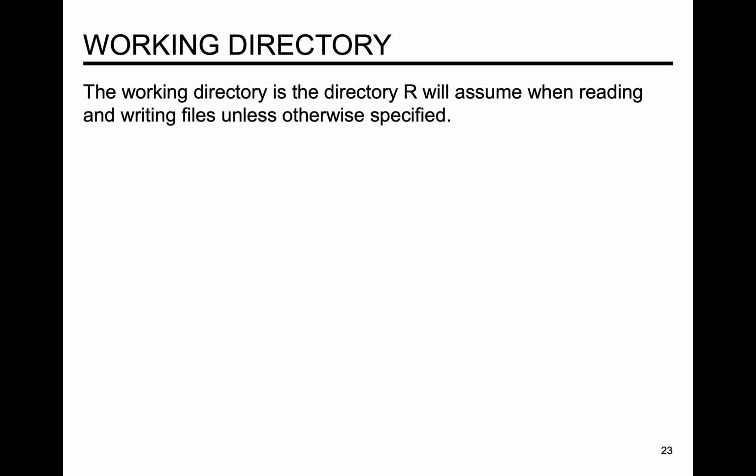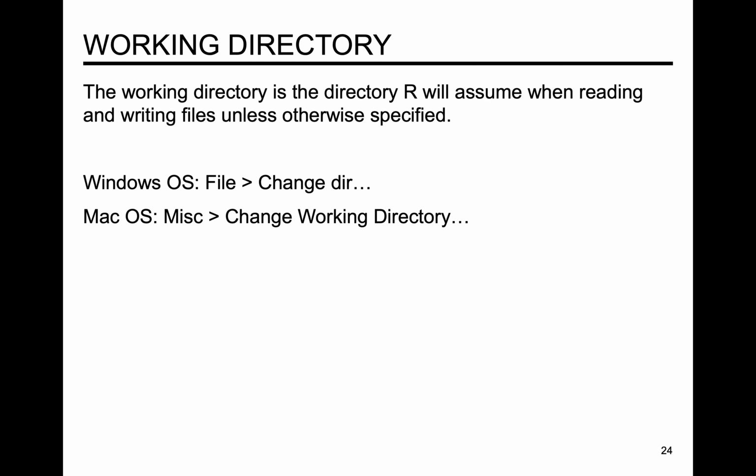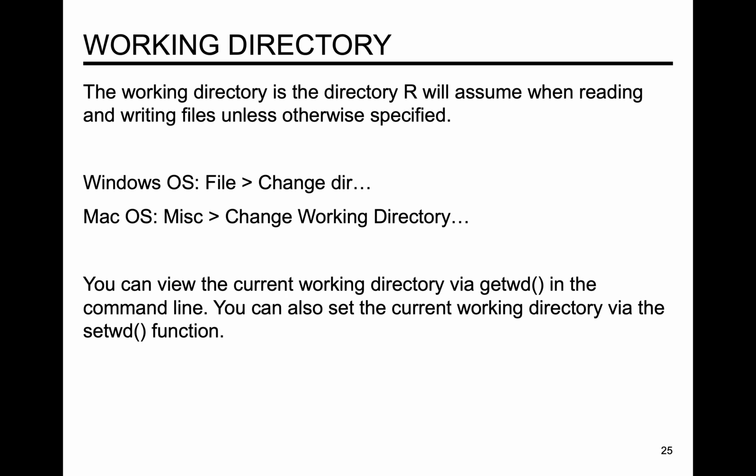Let's talk about the working directory. The working directory is the directory R will assume when reading and writing files unless otherwise specified. On a Windows OS, the working directory can be changed in the File menu at the top. On a Mac OS, the working directory can be changed in the Miscellaneous menu at the top. This can also be done at the command line. If you type getwd parentheses in the command line of the R console and press the Enter or Return key, R will tell you the current working directory.